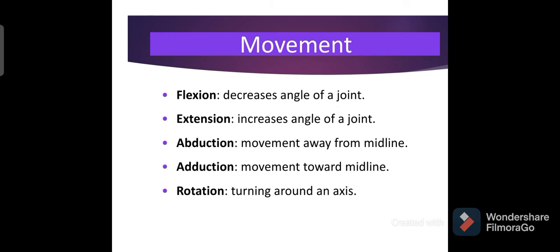Movement. We have flexion, which decreases the angle of a joint. We have extension, which increases the angle of a joint. We have abduction, which is movement away from the midline. Adduction, movement toward the midline. Rotation, turning around an axis. So let's have a quiz.